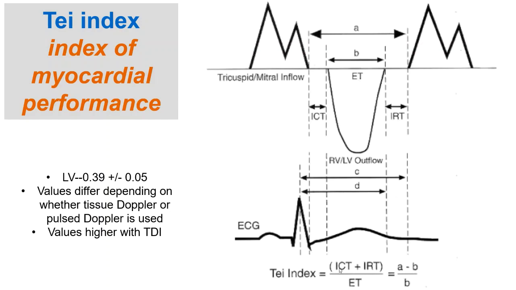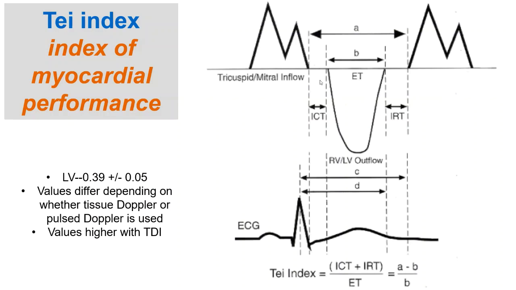So if you add up the isovolumic contraction time and the isovolumic relaxation time and divide it by the time spent ejecting blood, and as I mentioned in another lecture, the ejection time is a good surrogate for stroke volume, you have the Tei index, the index of myocardial performance. So normal values for the left ventricle will be roughly 0.4 or so.